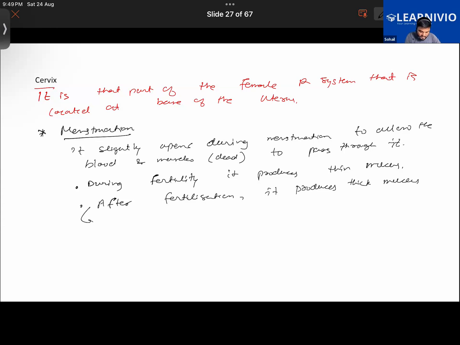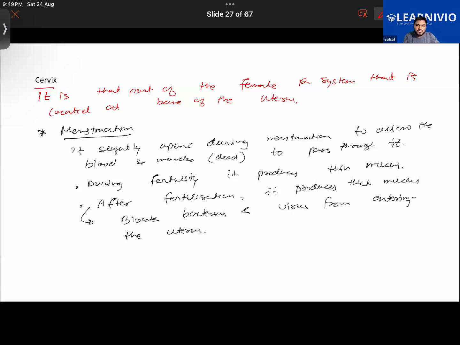So what does it do? It blocks bacteria and viruses from entering where? From entering the cervix, the uterus. Got this? So that is the role.